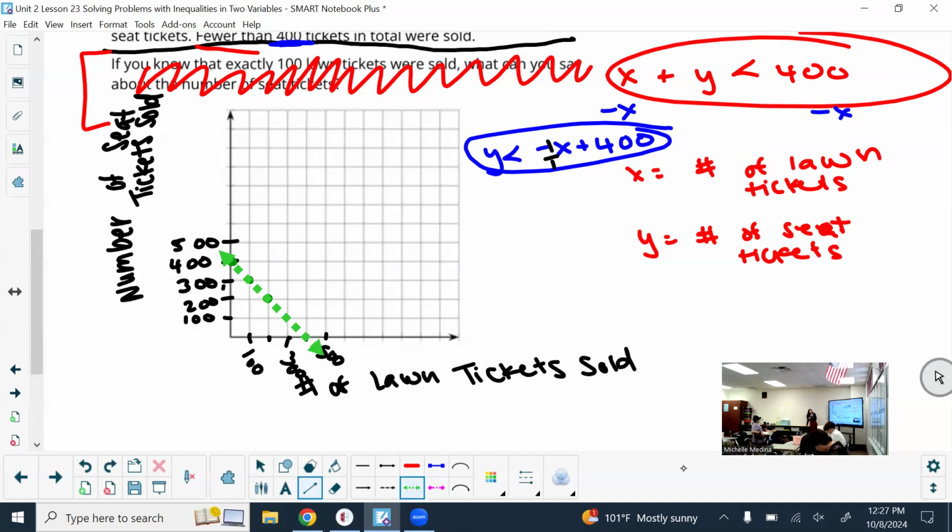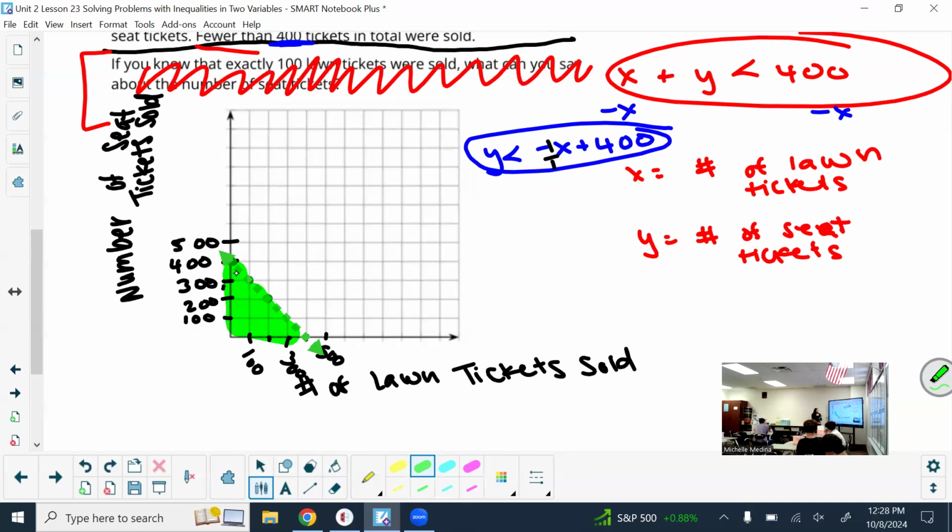So table 6, and there's lots of ways you can tell. You could graph it in Desmos. You could look at your symbol. You could think about it logically. Table 6, if fewer than 400 tickets were sold, should I shade above or below? Good. And again, you can check all of those 3 things I told you. The rule, the Desmos, the critical thinking skills, we shade below because that's what is fewer than 400, right?